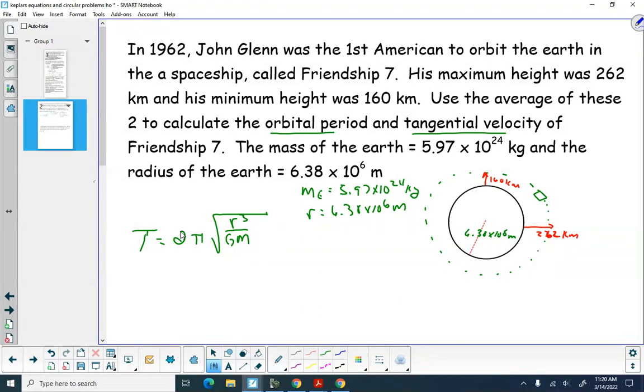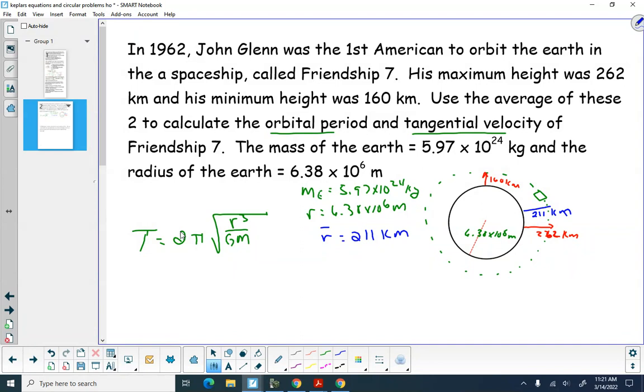All right, we need to find the average of these two. So it'd be 262 plus 160, 422, divided by 2 is 211. So the average is 211 kilometers above the Earth's surface.